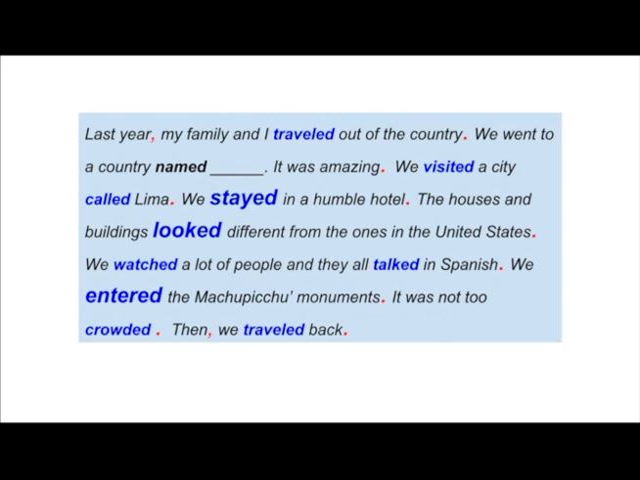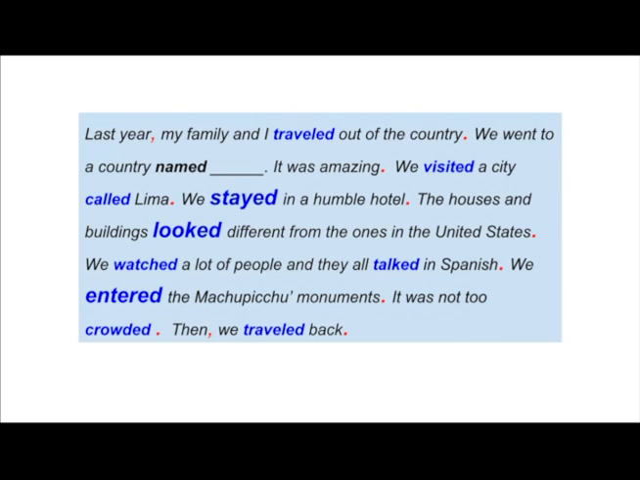Somehow it says, last year my family and I traveled out of the country. We went to a country named... I didn't give them the name of the country because I want them to figure out what it is. I gave them some clues anyway. It says it was amazing. We visited a city called Lima. This is the first clue I gave them because this is the biggest city in that country.